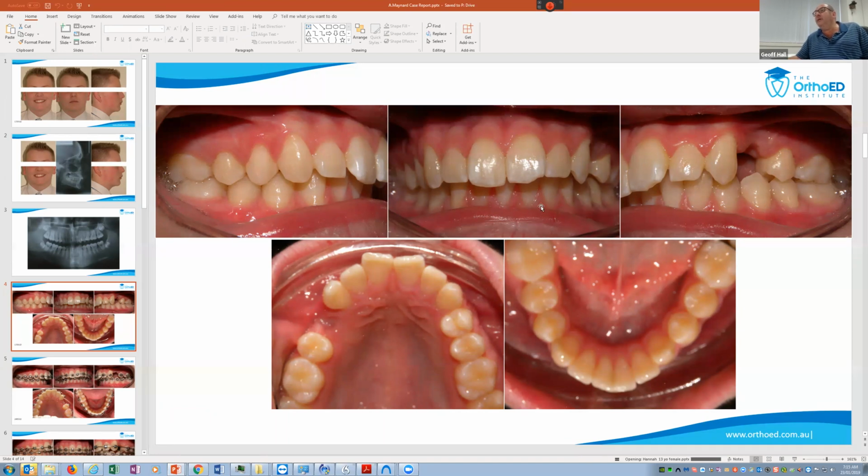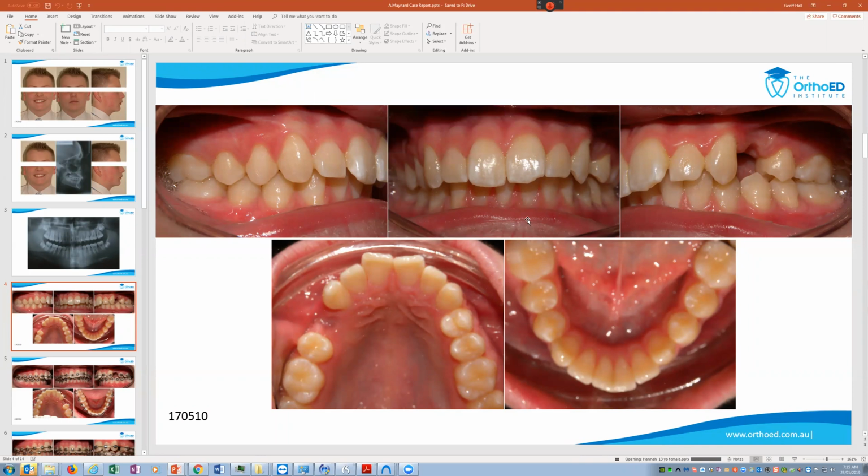Can you imagine telling a patient you're going to now end up with an implant and an extra tooth? Very hard concept to try and sell. But technically speaking, it would be the treatment of choice.